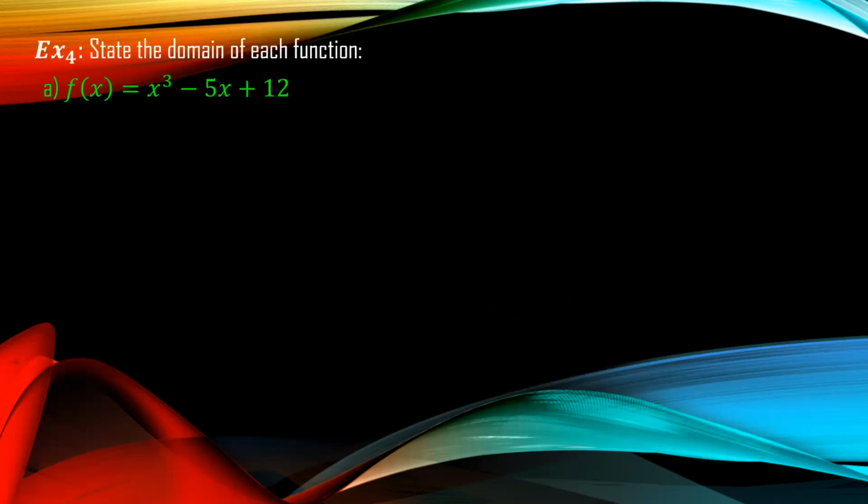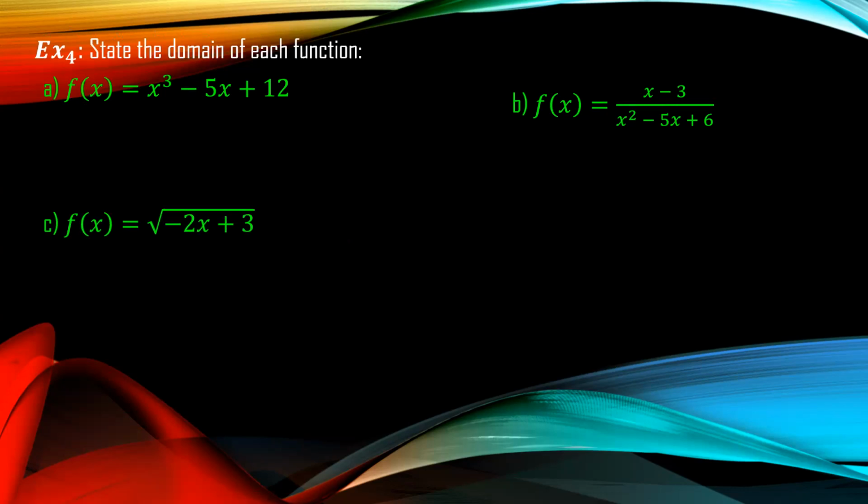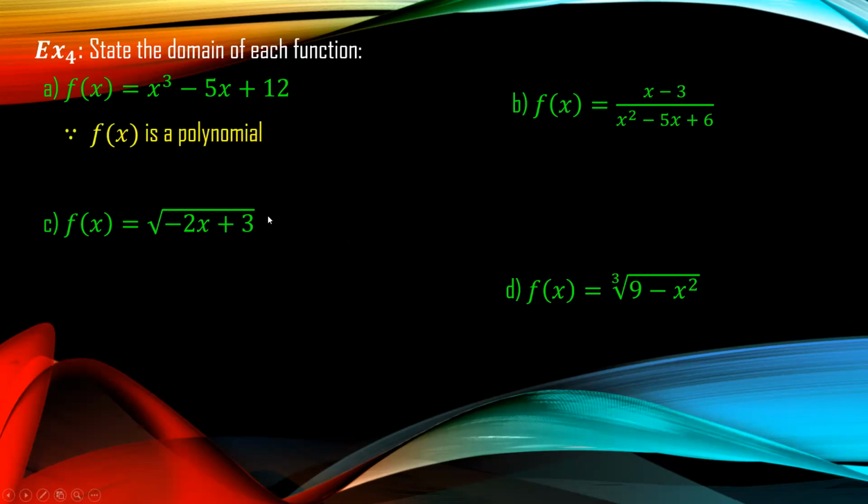State the domain of each function. Letter A, f of x equals x power 3 minus 5x plus 12. Letter B, f of x equals x minus 3 over x power 2 minus 5x plus 6. Letter C, f of x equals the square root of -2x plus 3. Letter D, f of x equals the cubic root of 9 minus x power 2.